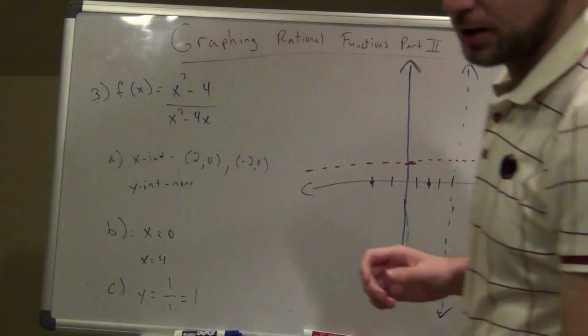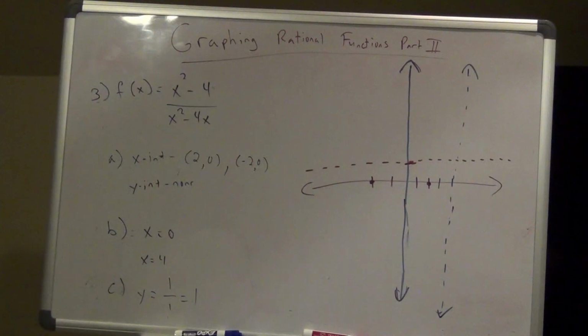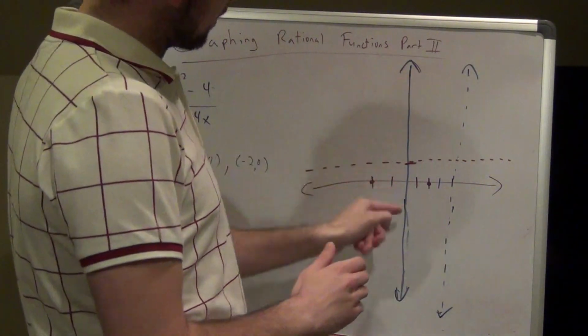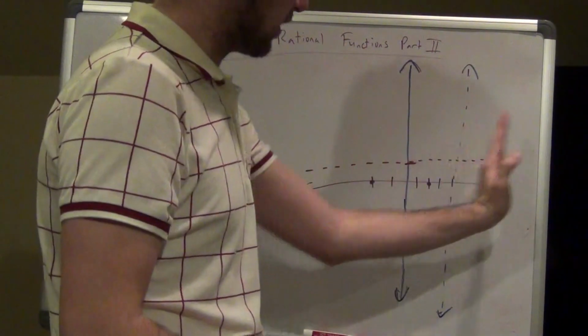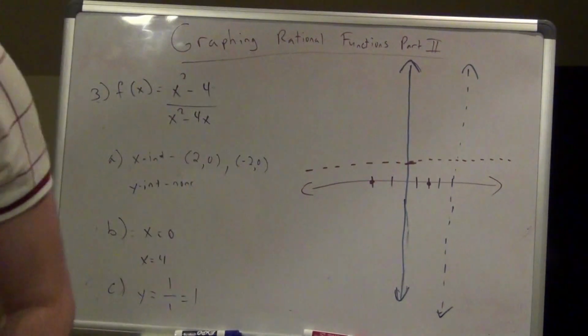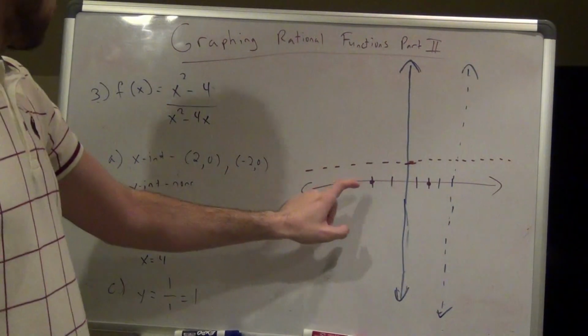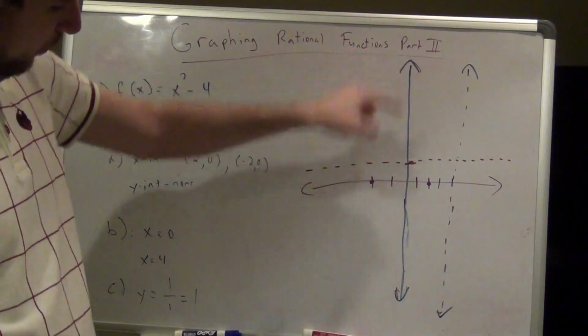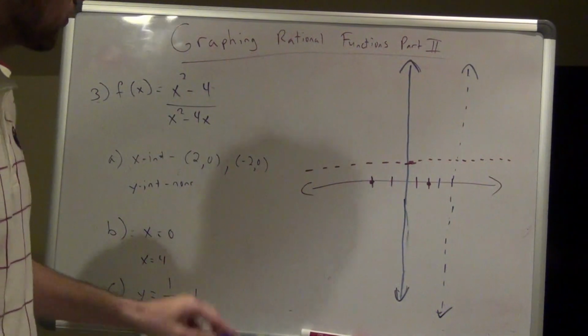So here's what we're going to do. The first thing we're going to do is, remember, find a point on this side of this vertical asymptote, and then a point on the other side of this vertical asymptote. All right, well, in this case, our one x-intercept is already a point to the left of this vertical asymptote. So I can actually draw this curve right off the bat.